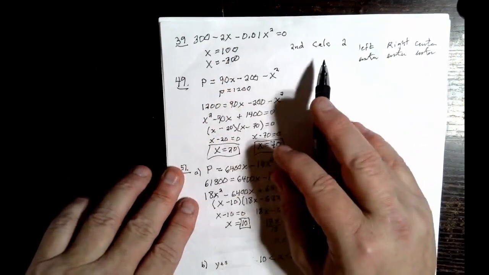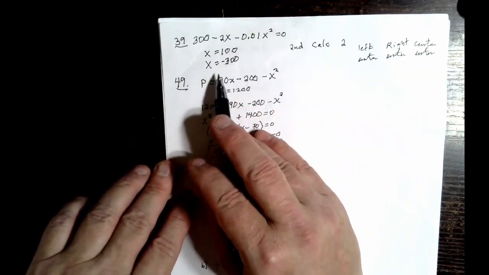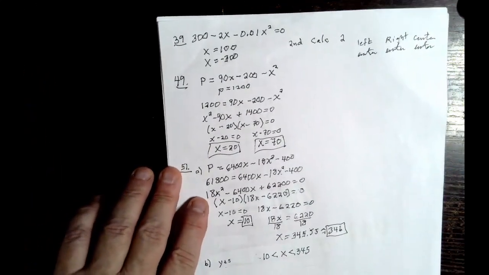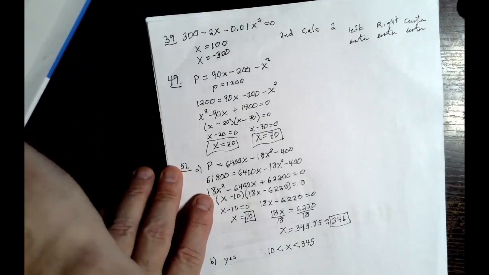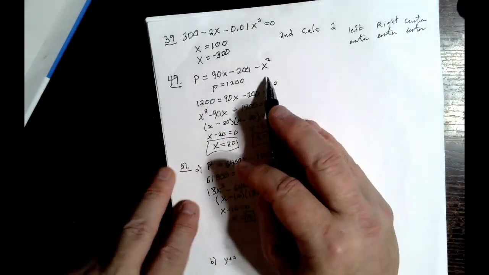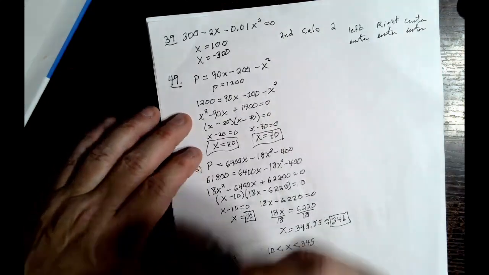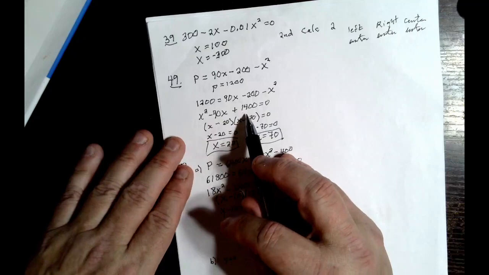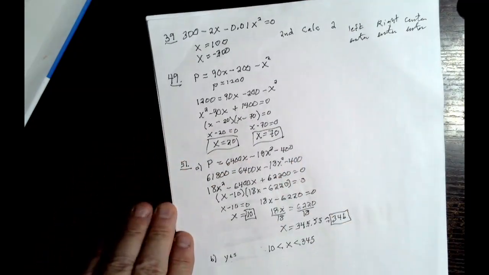So then you want to do the same thing again, closer to the other number. You're going to have to do this twice because you got two places where it crosses the x-axis. 49. 49 says if the profit from the sale of x units is given, what level of production will yield a profit of $1,200? So profit equals 1,200. Throw everything to one side and factor, and you get 20 or 70, both legitimate answers.